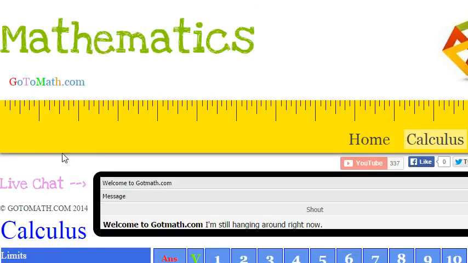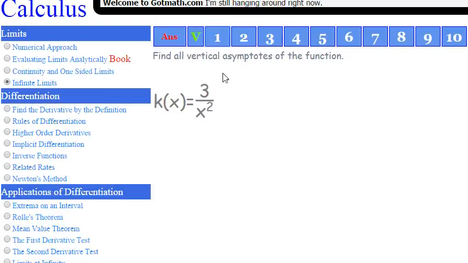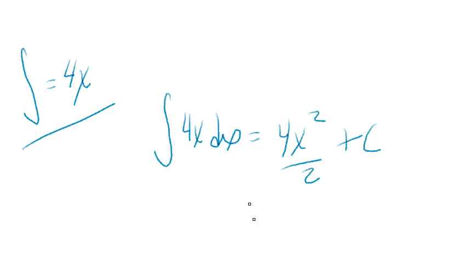Alright, we are at Go To Math, working on some calculus problems, and we're actually in the section Infinite Limits, and here at button number 1. Okay, so let's bring up the whiteboard and erase that. I'm not sure what that was all about.